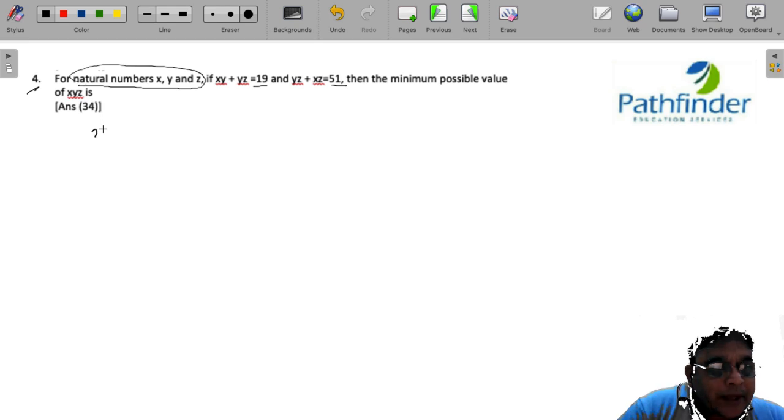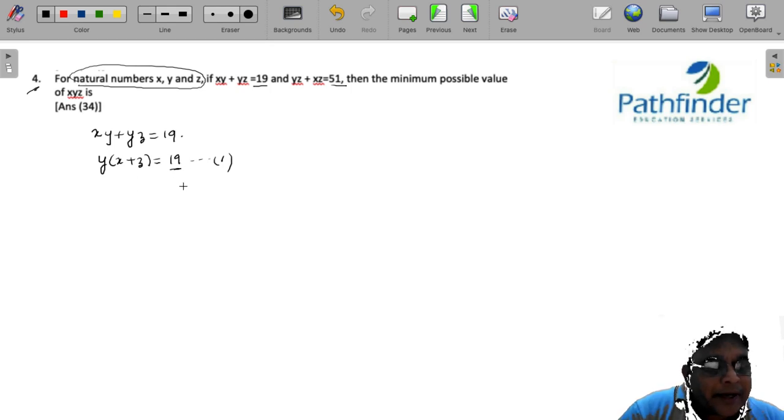So xy plus yz is equal to 19. I can take y common and I'll have y times (x plus z) is equal to 19. And what does that mean? Because x, y and z are natural numbers, I can factorize 19 as only 1 into 19.